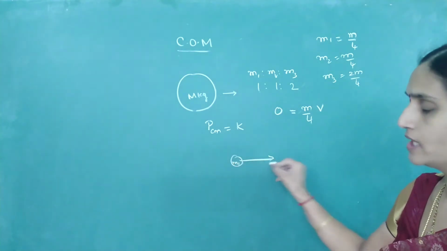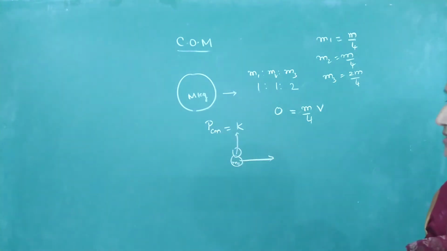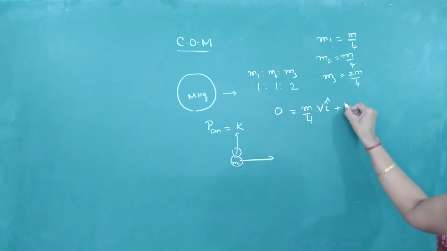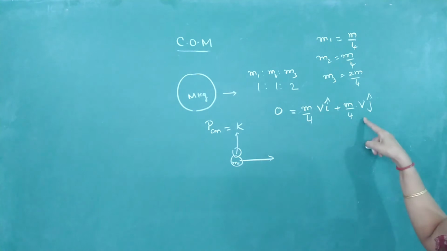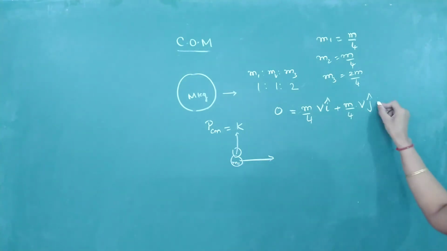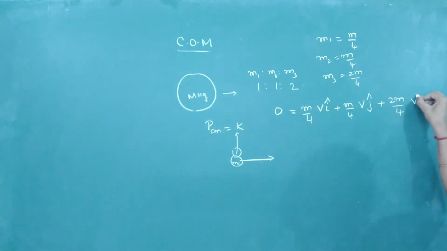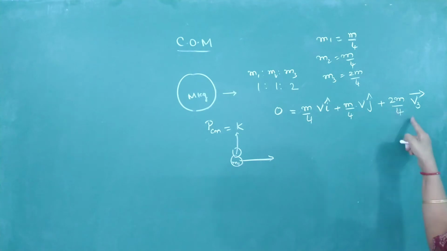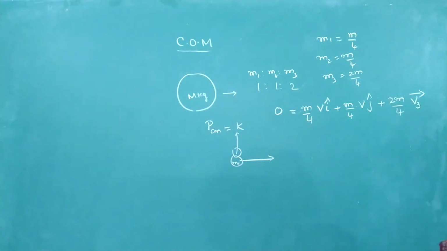See, if m1 moves along x-axis, m2 has to move along y-axis. So I will write M by 4 into v i cap, plus m2 into its velocity v j cap, since it's moving perpendicular to the first one, plus m3, 2M by 4, into its velocity vector v3. So this is the final momentum, which should be equal to initial momentum.